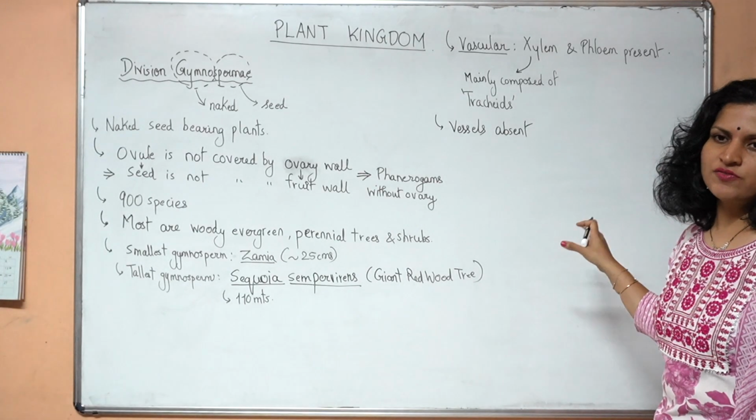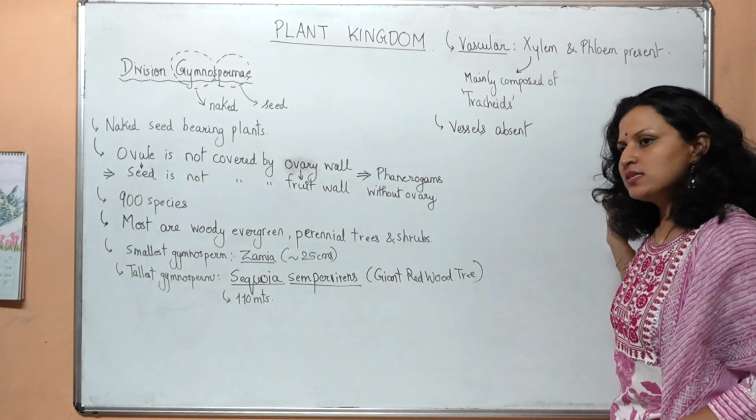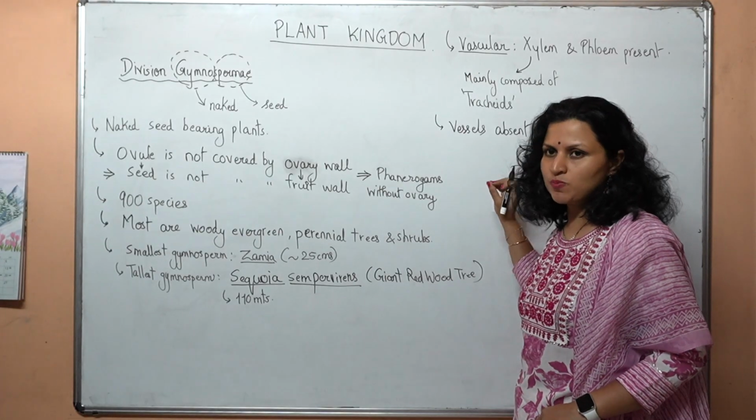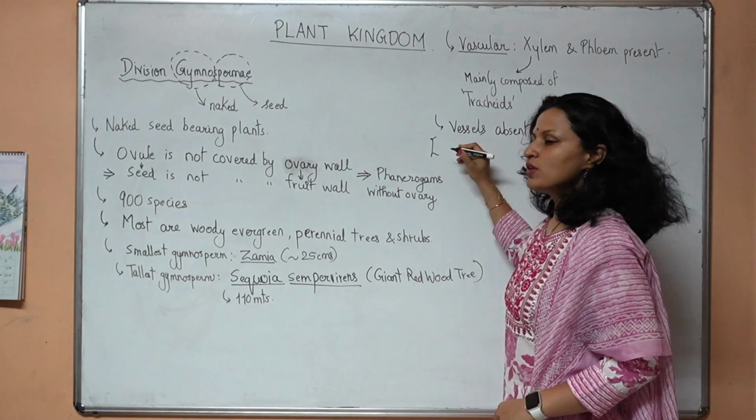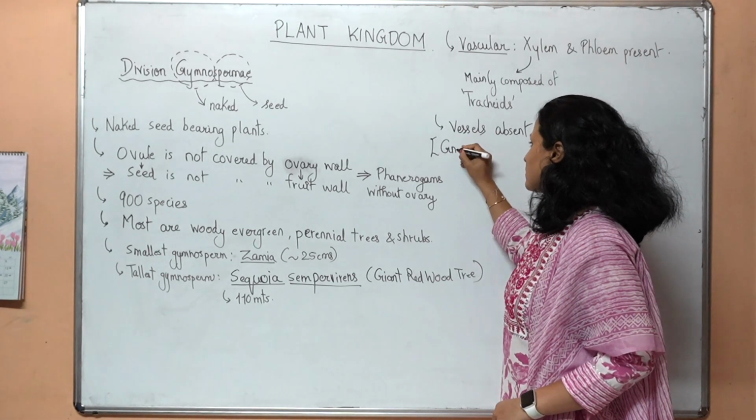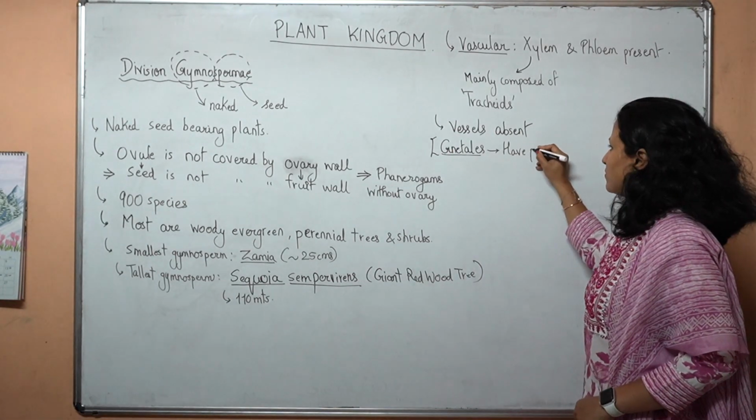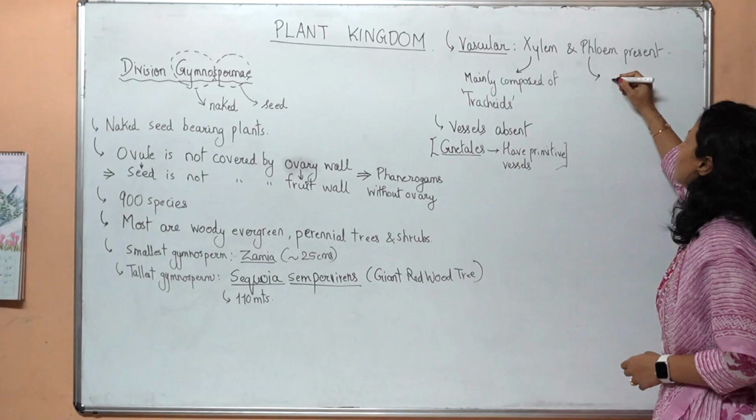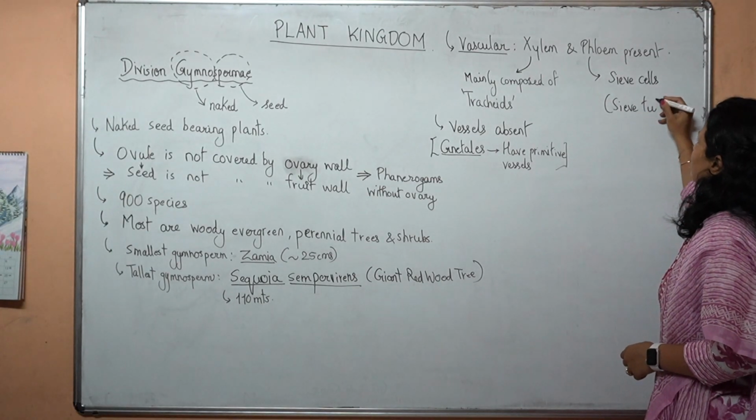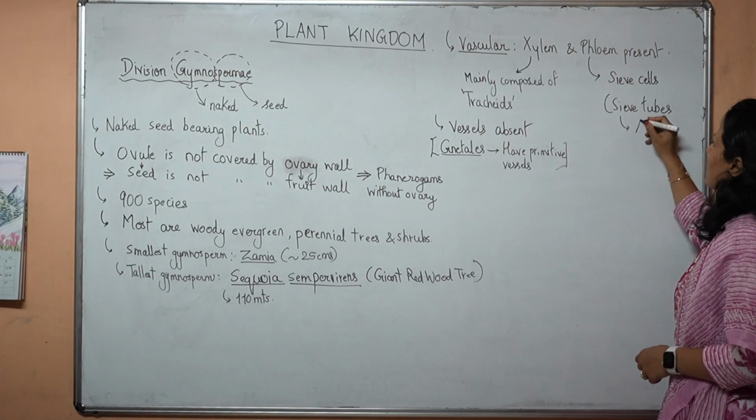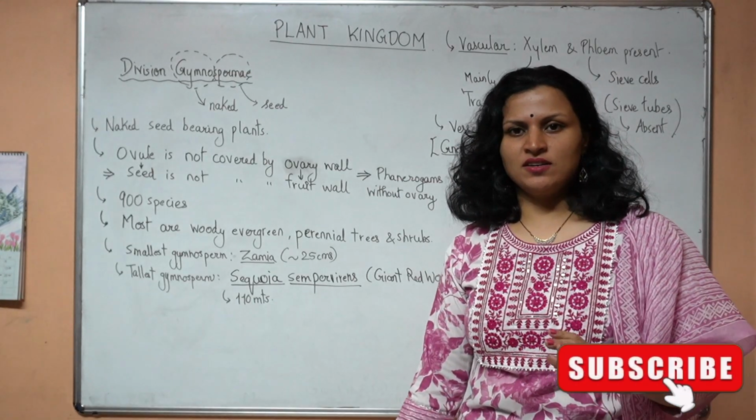Vessels are a feature of the angiosperms only, except for some higher gymnosperms in which some primitive types of vessels may be found. There is one order called Gnetales. Gnetales have primitive vessels. In phloem, they have something called sieve cells. Sieve tubes, which are a feature of angiosperms, are absent. That is about the vascular tissues.